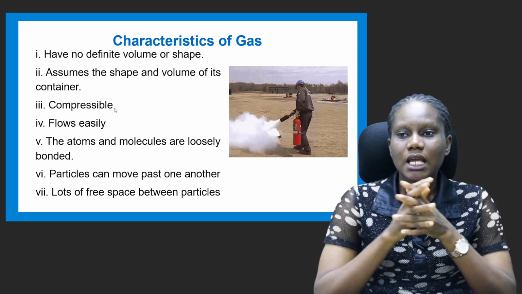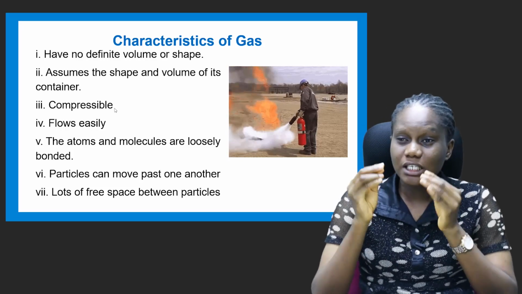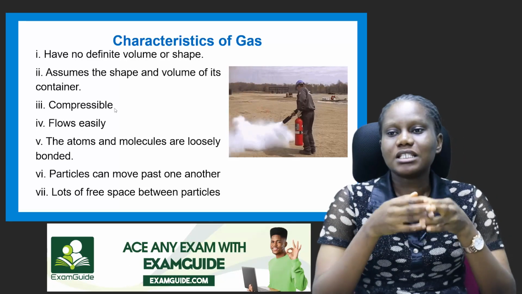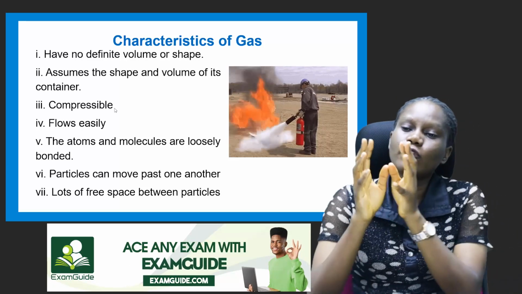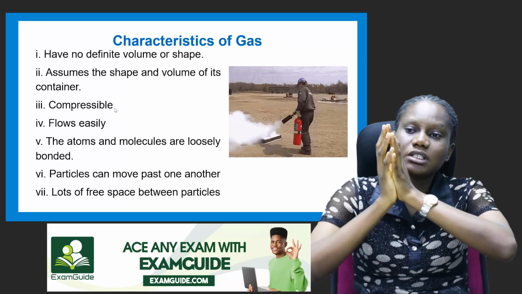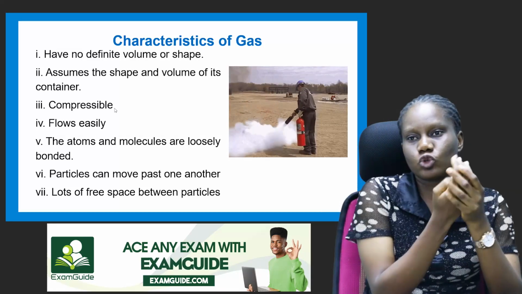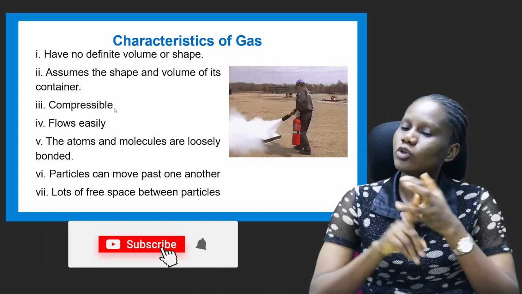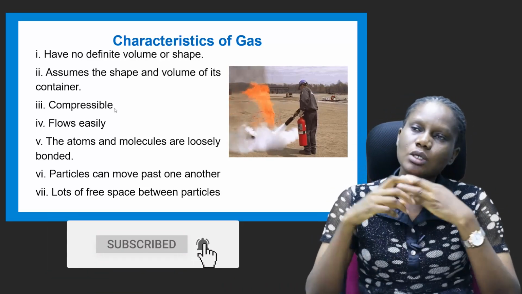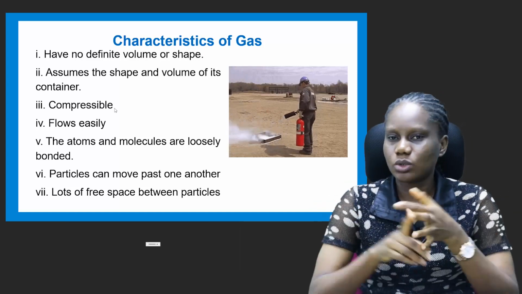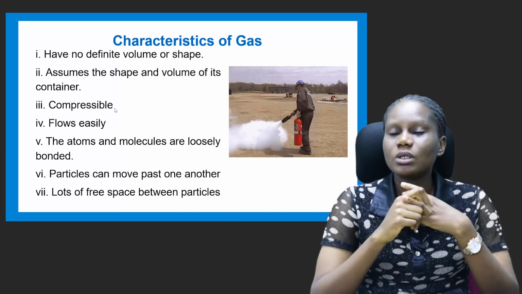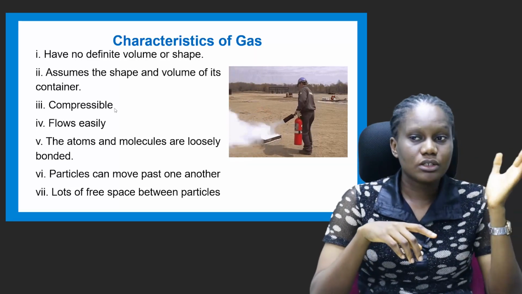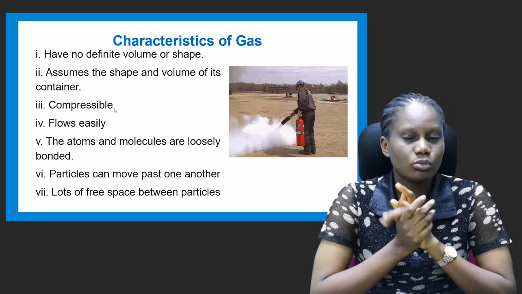This explains that the volume of the cylinder is the same as the volume of the gas. Whatever volume the cylinder can take, that is what the gas also will be. Same with the shape. So it assumes the shape and volume of its container, and it is compressible, unlike water and solid. Solids are not easily compressible, as I made allusion to the pencil and the stone the other time. You have to break them.